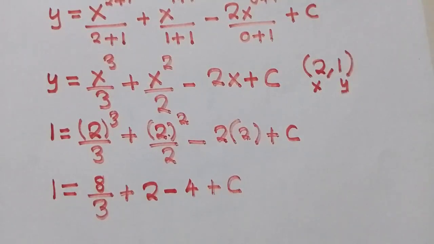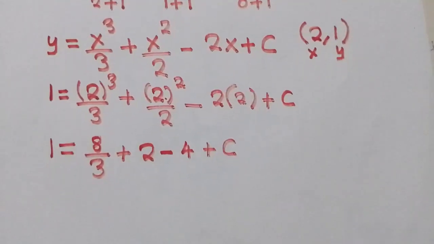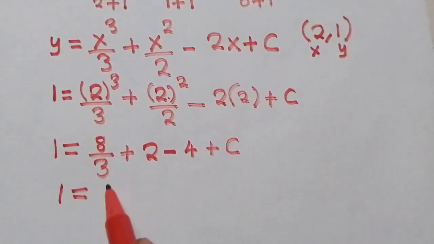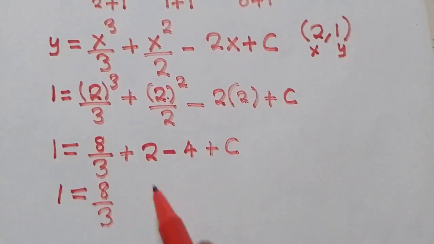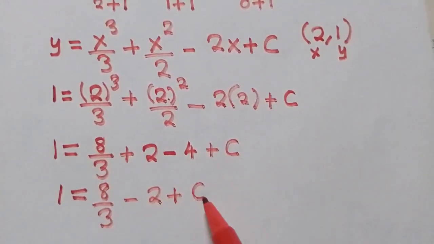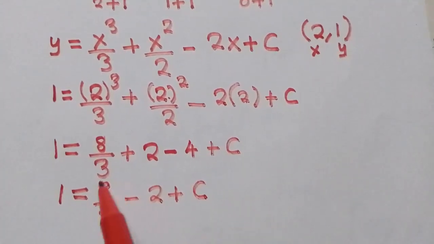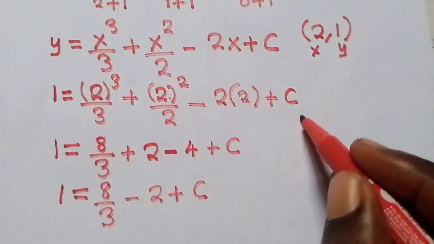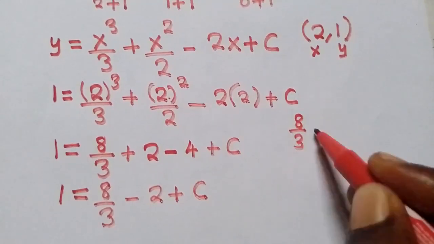So from here, what are you going to do next? You are going to say 1 is equal to 8 over 3. 2 minus 4, it is negative 2. Then you say plus C. You get this part, and you simplify it. So I'm going to write it here. That is 8 over 3 minus 2.